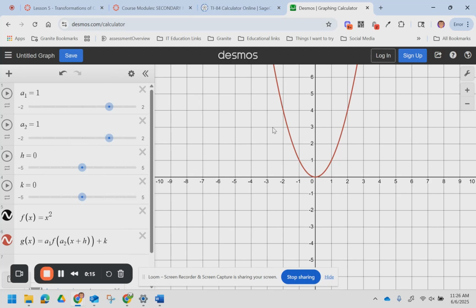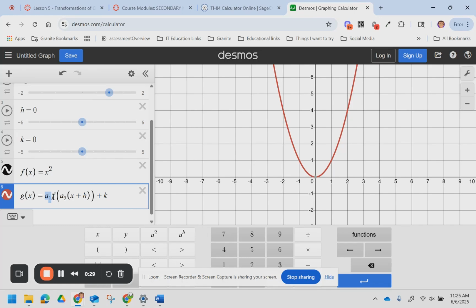Right now, what we see is the parent function, x squared. Now you'll notice that's f of x, and then g of x provides all these different types of transformations we can apply, such as multiplying a number to the function of f, or multiplying a number to the input of x inside of the parentheses, or adding or subtracting some number to x inside of the input, or adding some number outside. So we're going to move around these sliders and see how all of them affect the shape of the graph.